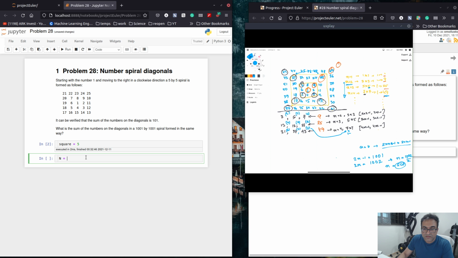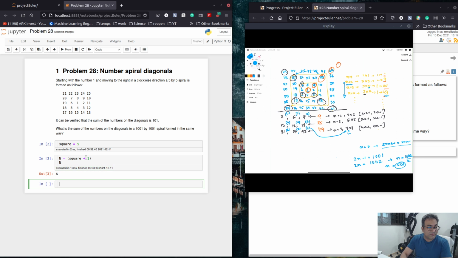Okay, so now capital N, like we found over here, is this square plus 1, divided by 2. So that's 3. And if we make the square equals 25, it's a 5 by 5 square, then we will get it when n equals 3 in our case.